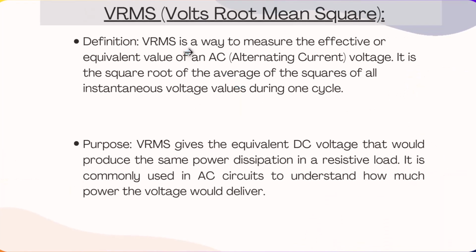So we'll talk about VRMS. So what is VRMS? VRMS is volts root mean square. VRMS is a way to measure the effective or equivalent value of an AC voltage. It is the square root of the average of the squared instantaneous voltage values during one cycle. Purpose: VRMS gives the equivalent DC voltage that would produce the same power dissipation in a resistive load. It is commonly used in AC circuits to understand how much power the voltage would deliver.